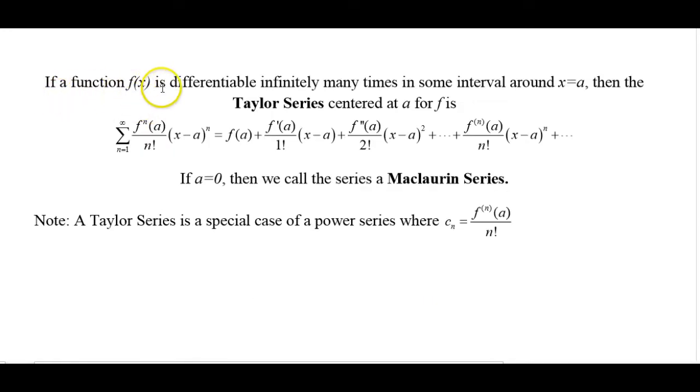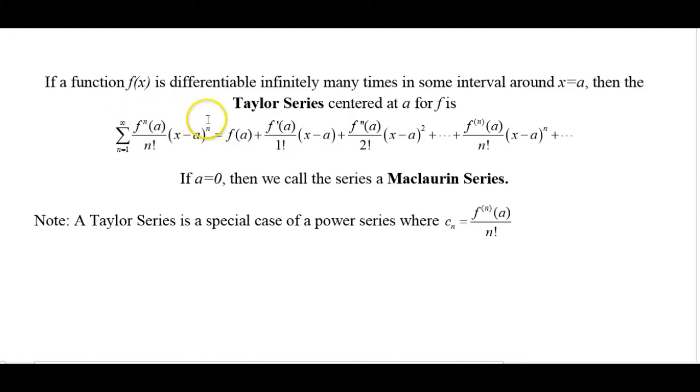Let's start by defining a Taylor series. If we have a function f of x that is differentiable infinitely many times in some interval around the x value a, then the Taylor series centered at a for the function f of x is given by the summation notation: the sum from n equals 1 to infinity of the nth derivative of f at a over n factorial times x minus a to the n.